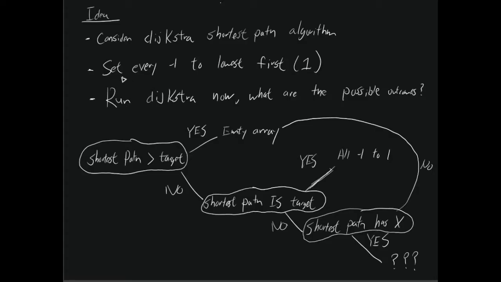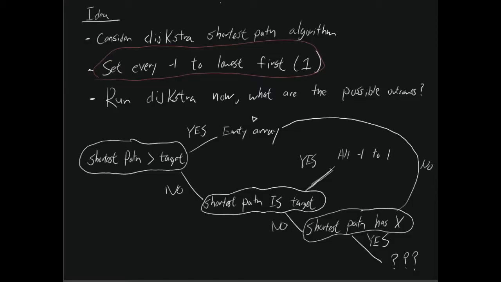So now let us just run Dijkstra and see what we can get. Let's say Dijkstra returns that the shortest path is greater than the target. What does it mean? If that is true, then we just return an empty array. Why? Because we have already set every -1 path to the lowest. We cannot go even lower.